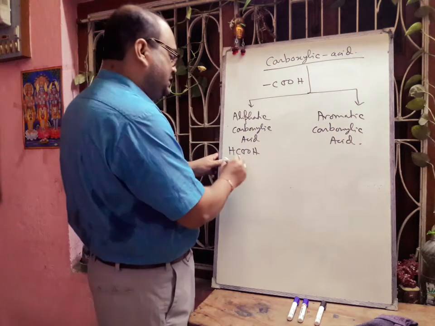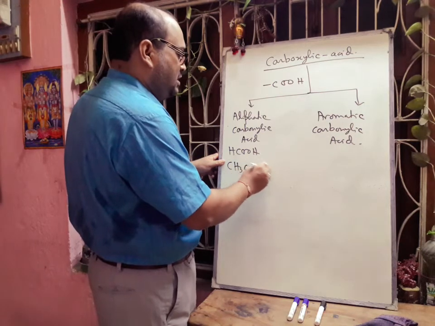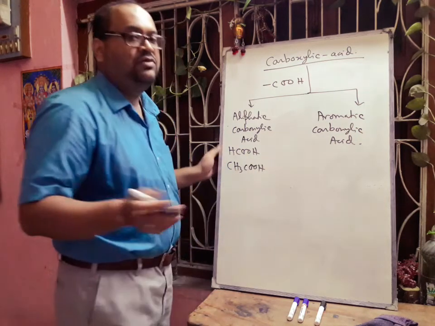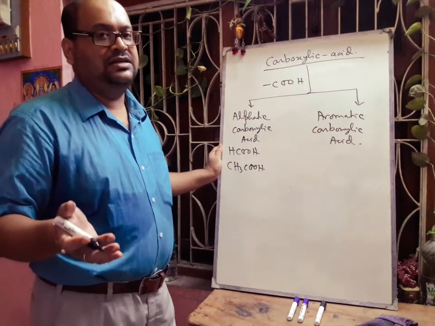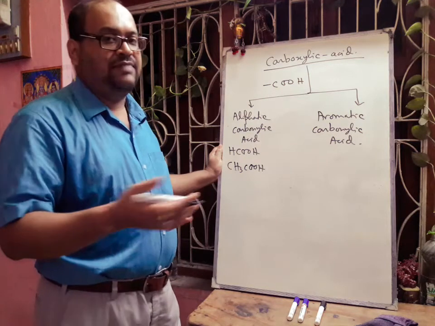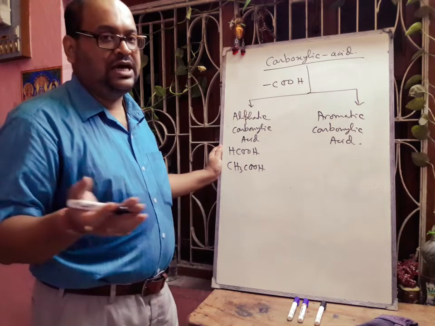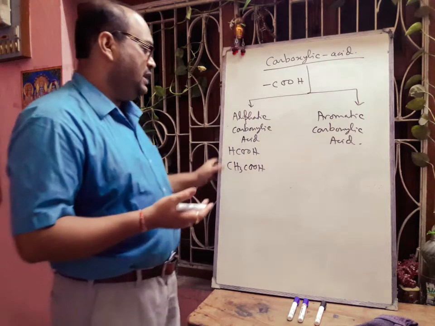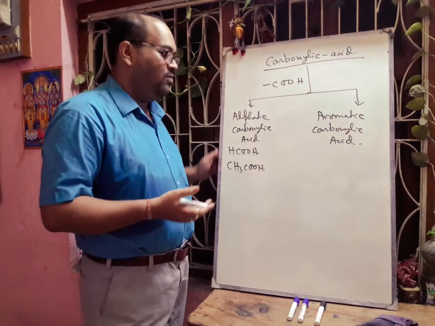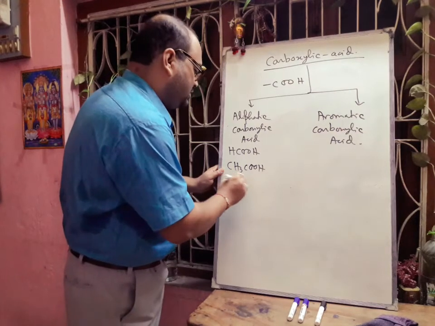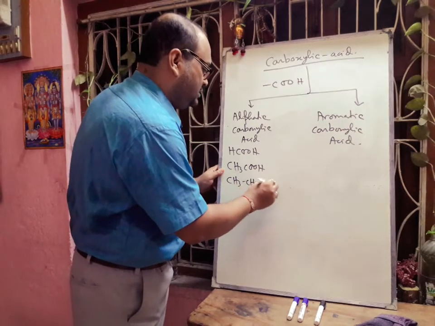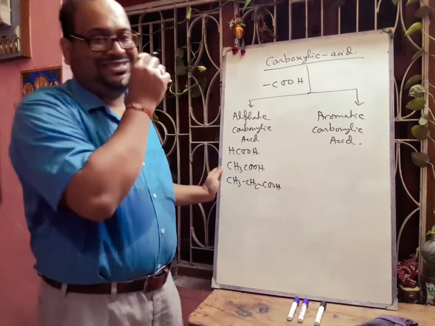Next is CH3COOH. So this is acetic acid. You know acetum, that is vinegar. So from there it is coming. That is the acetic acid. So these are the common sources we are giving their names. These are the common names. If you think about CH3CH2COOH, that is the propanoic acid.